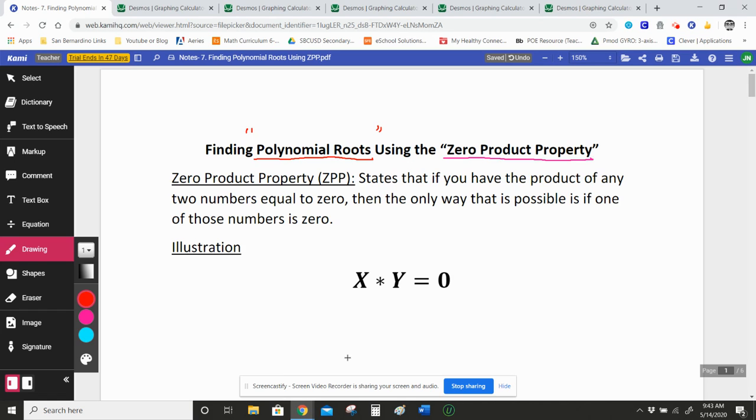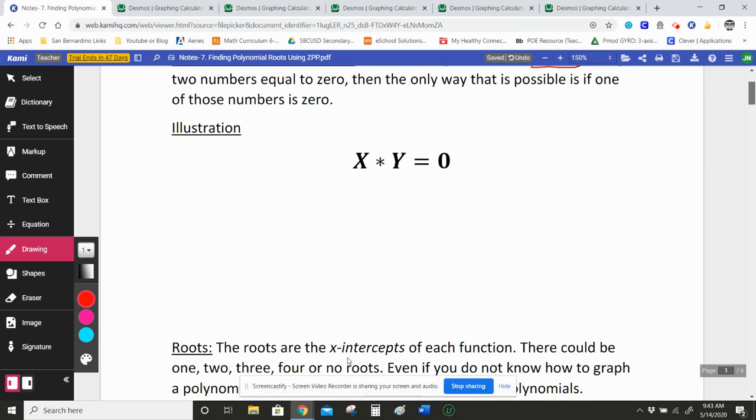It says that if you have the product, and remember product means multiplication, of any two numbers equal to zero, then the only way that is possible is if one of those two numbers is zero. So I'll give you this illustration real quick. If you have two numbers that are multiplied together, for example, an x and a y, and they're equal to zero, the only way that's true is if either y is equal to zero or x is equal to zero. There's no other possible scenario, right? So y must be zero or x must be zero for that to be true. This is called the zero product property.